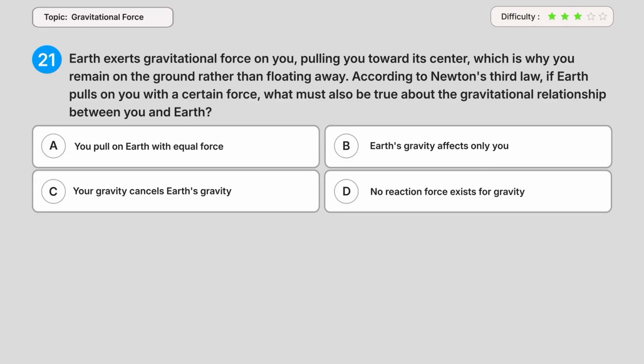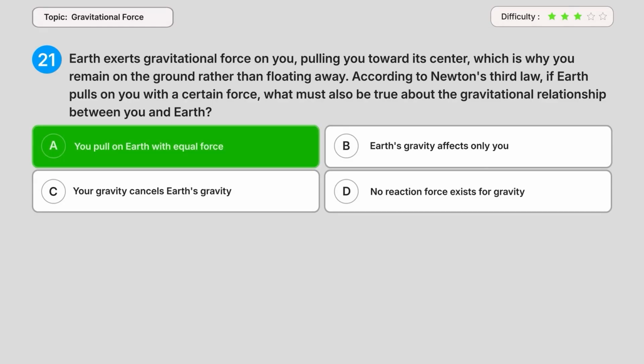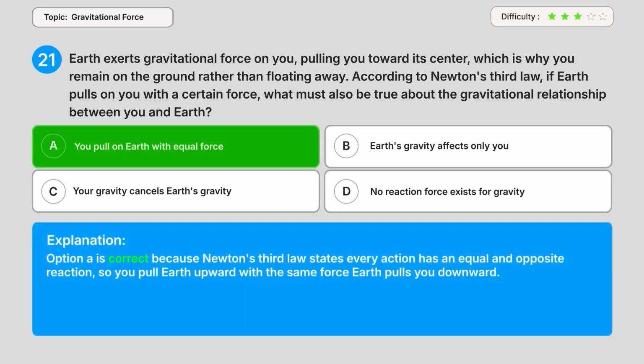Correct answer, A. You pull on Earth with equal force. Explanation: option A is correct because Newton's third law states every action has an equal and opposite reaction. So you pull Earth upward with the same force Earth pulls you downward.